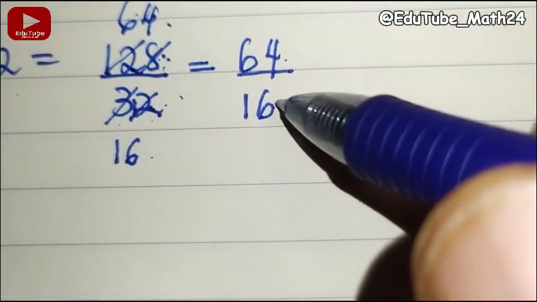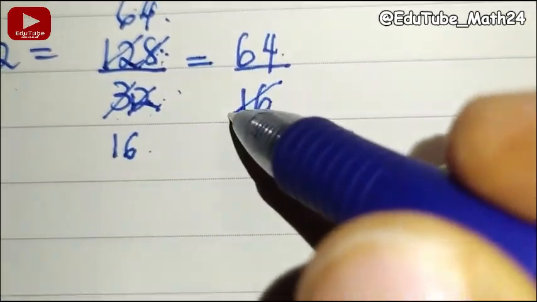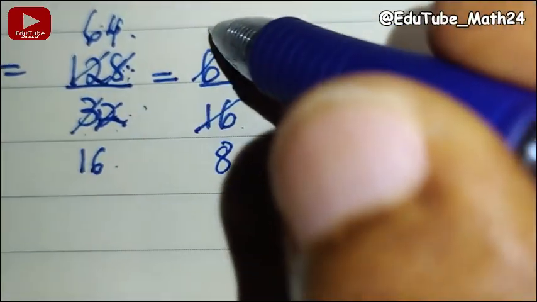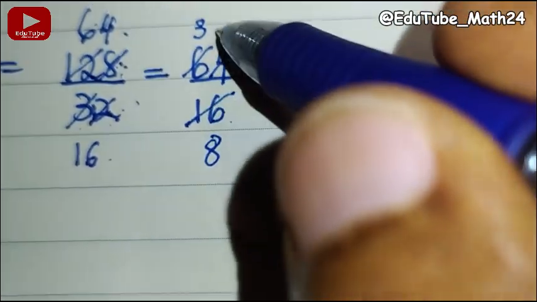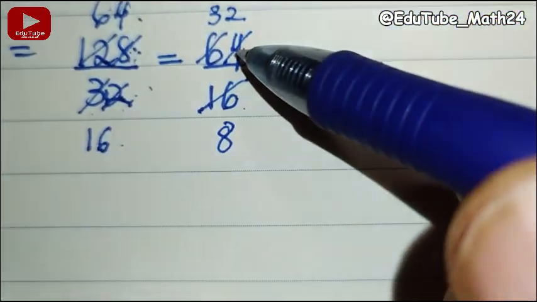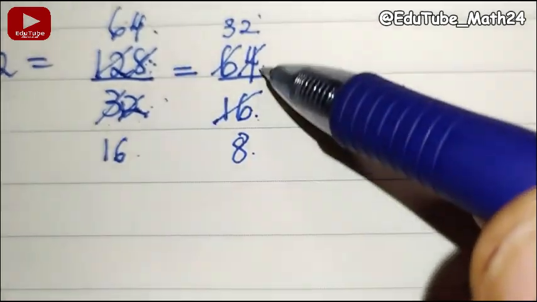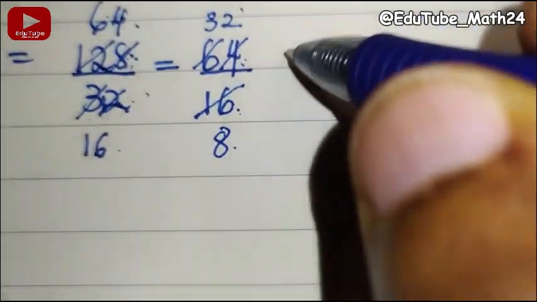So I'm starting from my denominator, which is 16. So 2 in 16, that will give me 8. And then 2 in 6 here, that will give me 3. And then 2 in 4, that will give me 2. So I reduce 64 to 32. Likewise, I reduce 16 to 8 using their common factor, which is 2.